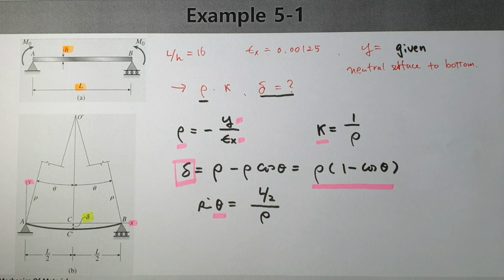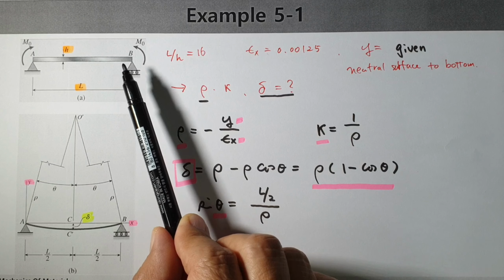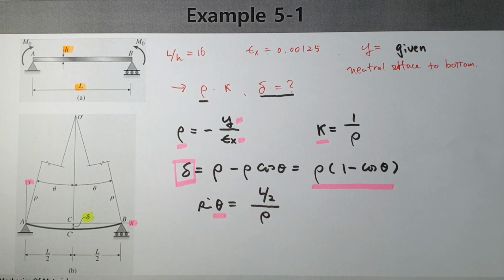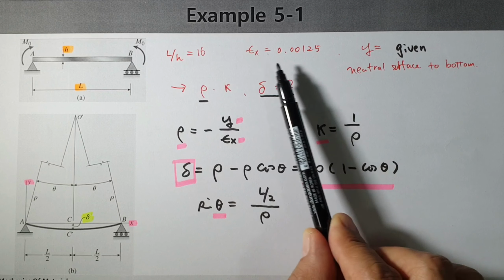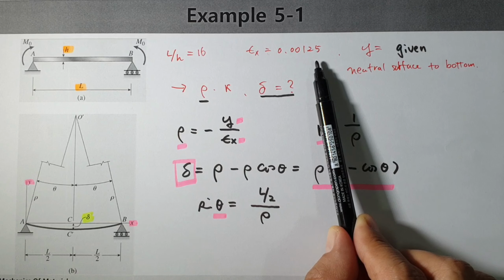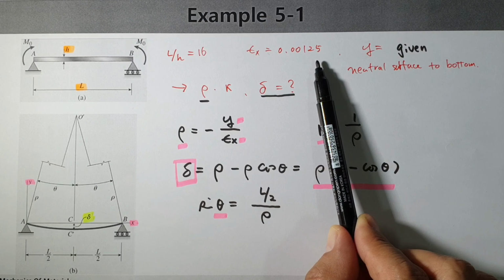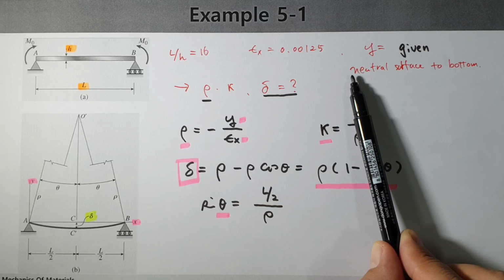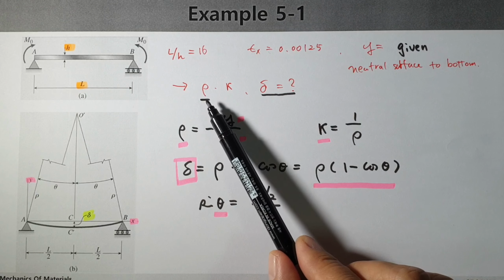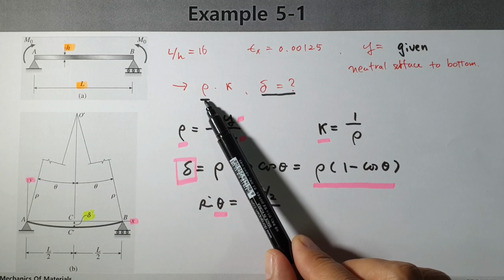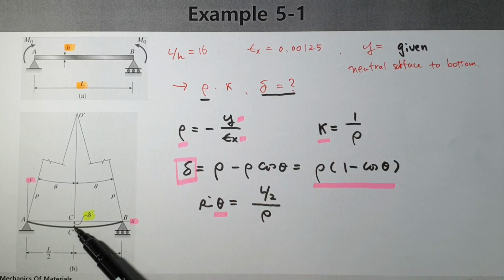I would like to summarize, repeat again this example. We have a beam element, and some external moment is acting like this. The shape is changed, and the given condition is like this. This kind of condition is given, and the epsilon x directional strain is also given. The distance y, neutral surface to bottom, is given, and we would like to calculate the radius of curvature and the change, this value.